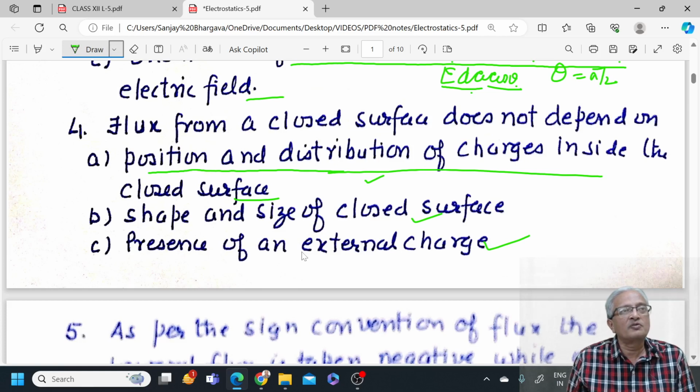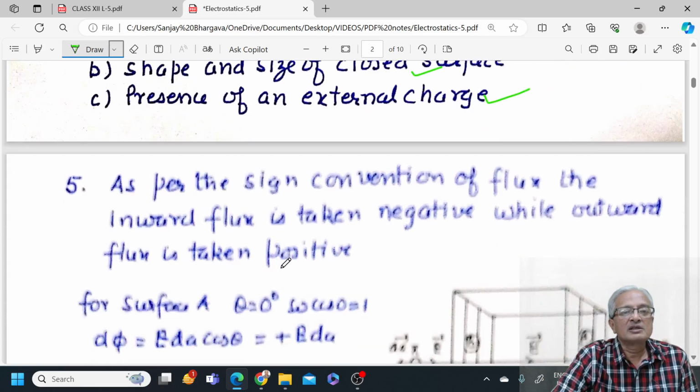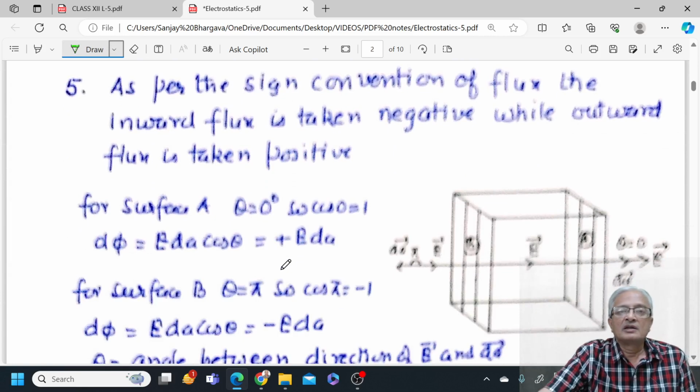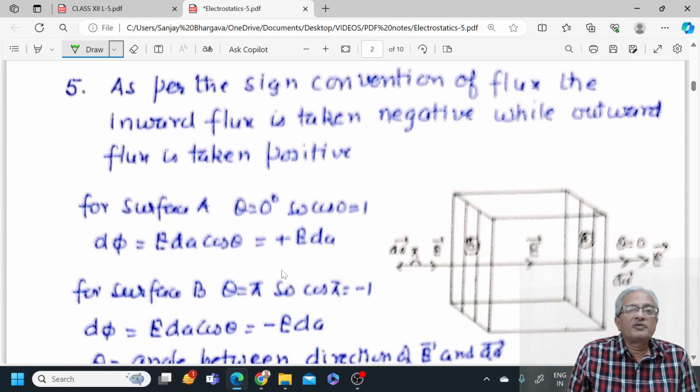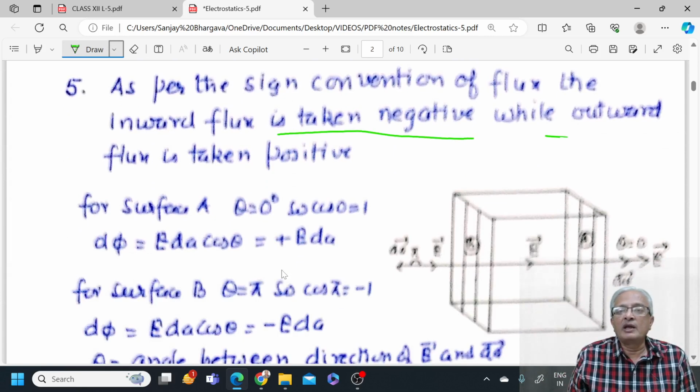It has nothing to do with the charges that are present outside the surface. Now, what does the sign convention say? The sign convention says the inward flux is taken negative while outward flux is taken positive.